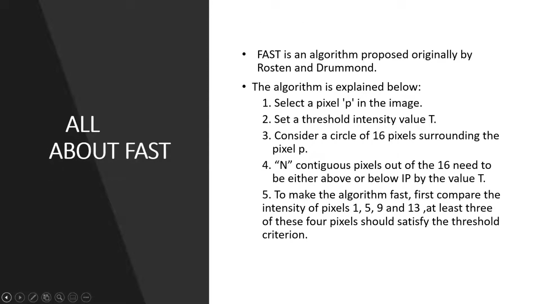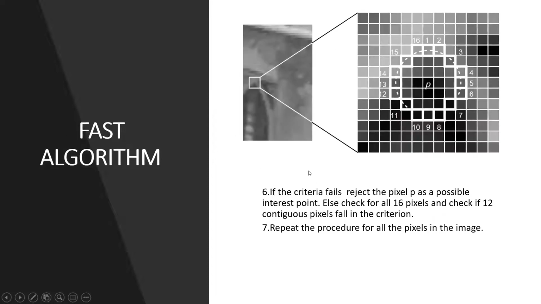If n continuous pixels out of these 16 are either above or below IP by a value of T, which is the threshold, then the point is a keypoint. So instead of checking all 16 to know if the point is a keypoint or not, check pixels 1, 5, 9, 13. First, if at least 3 of them satisfy the criteria, go ahead with all of them, or else just deny the pixel. Repeat this for all the pixels in the image.